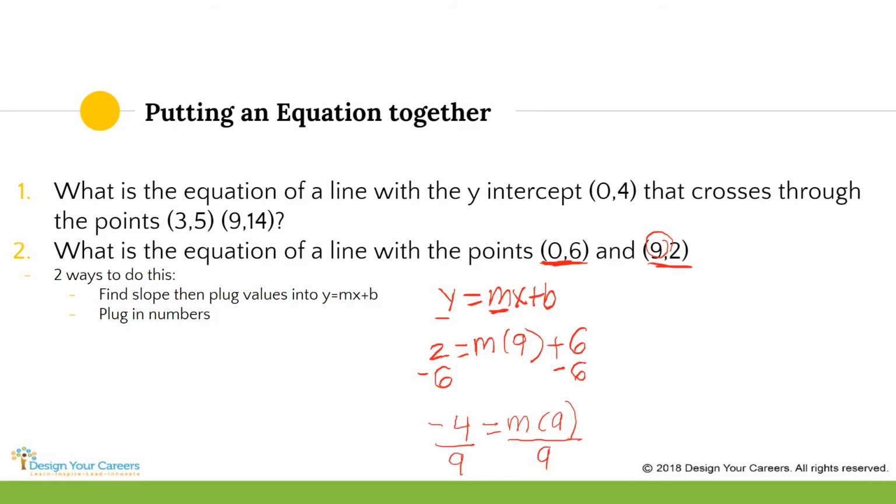And we end up getting negative 4/9 is equal to m, which if you look back in your notes is exactly the same value that we got as our m value when we did it the first way. So our equation ends up being y is equal to negative 4/9 x plus 6. Either way you do this, you get the same answer. So it's super important to recognize what these values mean and how you can do them.